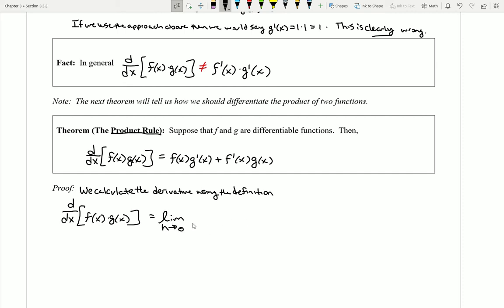Okay, so remember how the big scary limit setup actually worked. It said I have to take what I'm going to be doing the derivative of and first plug in x plus h for all the x's. So that would look like this: f of x plus h, g of x plus h. Then I have to subtract the function with just x plugged in. So that's f of x, g of x, and then I divide everything by h. Okay, so great.